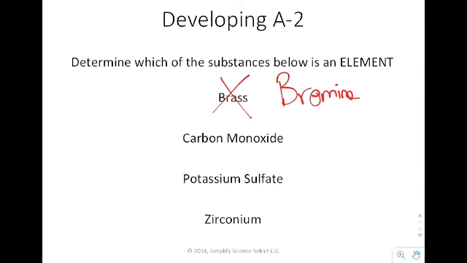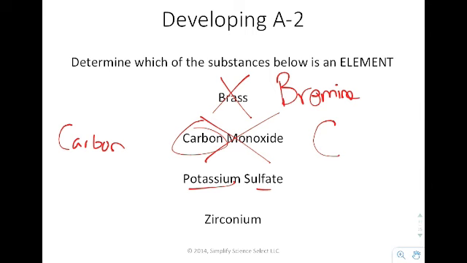Next is carbon monoxide. And people stop and they go, oh yes, carbon is on the periodic table, it's C. And that's true, but that's carbon by itself. Whenever you have carbon by itself, carbon is an element. But whenever you make it carbon monoxide, it is not an element. Next, you have potassium sulfate. Potassium sulfate has two things, so because of that, it cannot be an element.